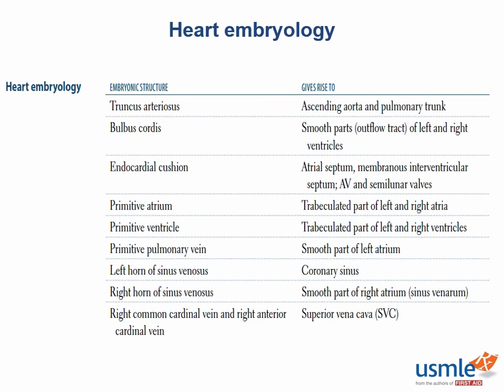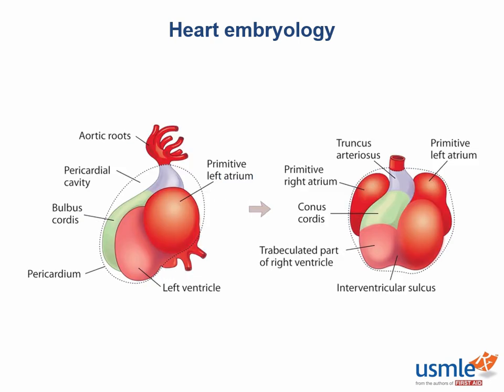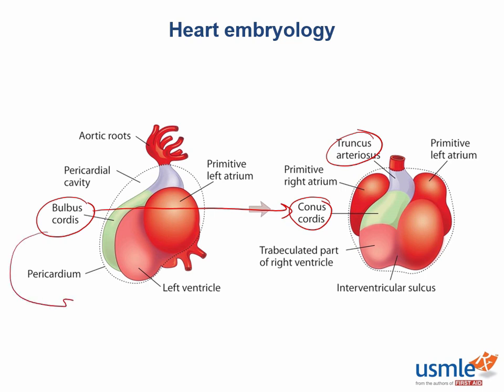Alright, so next up on our table, we have the bulbus cordis, which forms the smooth parts of the left and right ventricular outflow tract. Now this is fairly easy to visualize here, because the central part of the bulbus cordis becomes a very smooth cone-like structure called the conus cordis. And it's this portion that directly feeds into the truncus arteriosus, which, as we just said, forms the aortic and pulmonary trunks. So therefore, the bulbus cordis, which goes on to form the conus cordis, which directly feeds into the truncus arteriosus, forms the left and right ventricular outflow tracts.